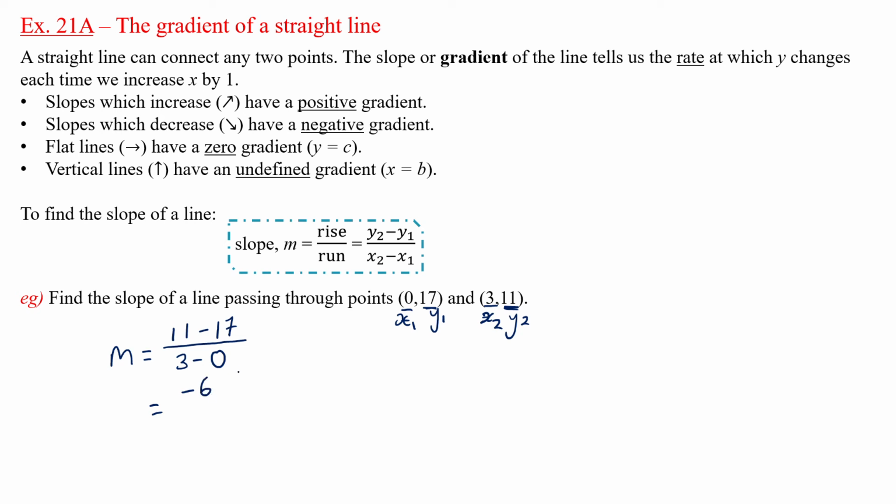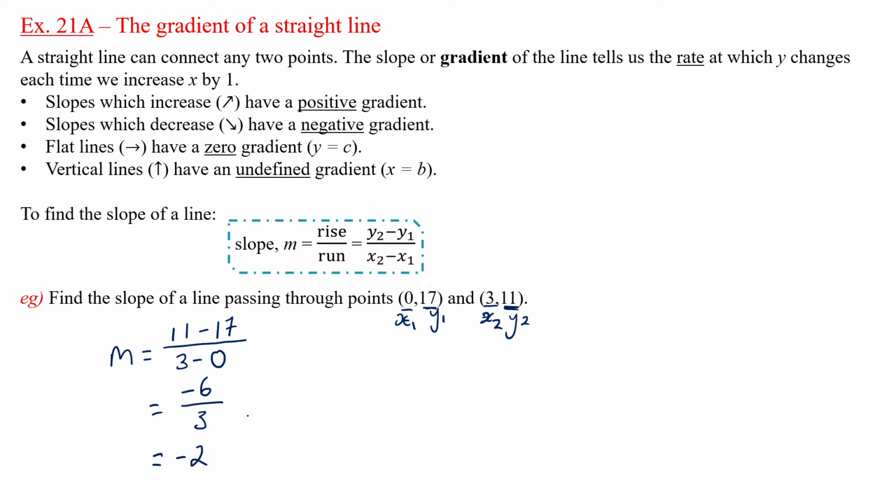Be careful with your negatives. Of course, you can put this whole fraction in your calculator and it will do it for you. But if you choose to do this by hand, just be very careful of your negatives. And then 3 take away 0 is still 3. So this particular line would have a gradient of -2.